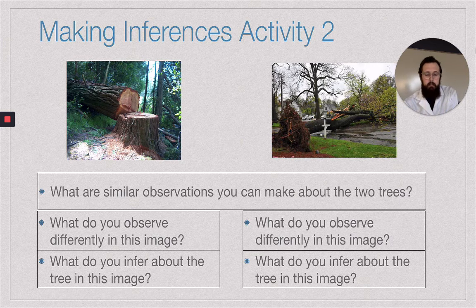Now, in the second picture, I can infer that the tree was knocked over, most likely due to a storm. I can see that the roots have been uplifted. I can also see that the street is very wet. So I can infer that the tree was knocked over because of a storm.